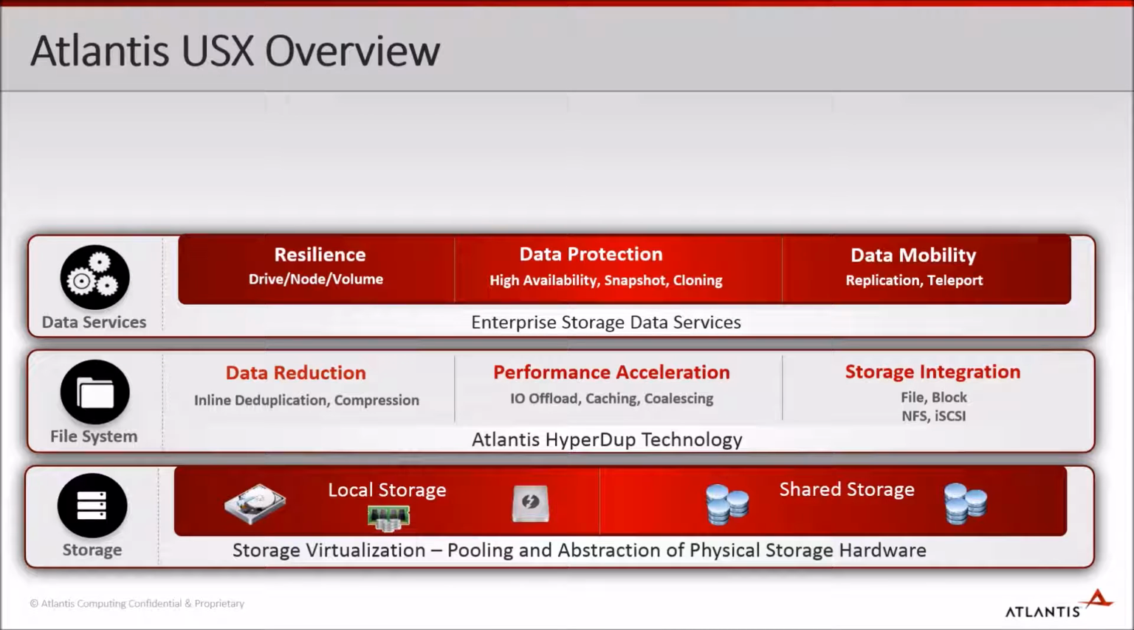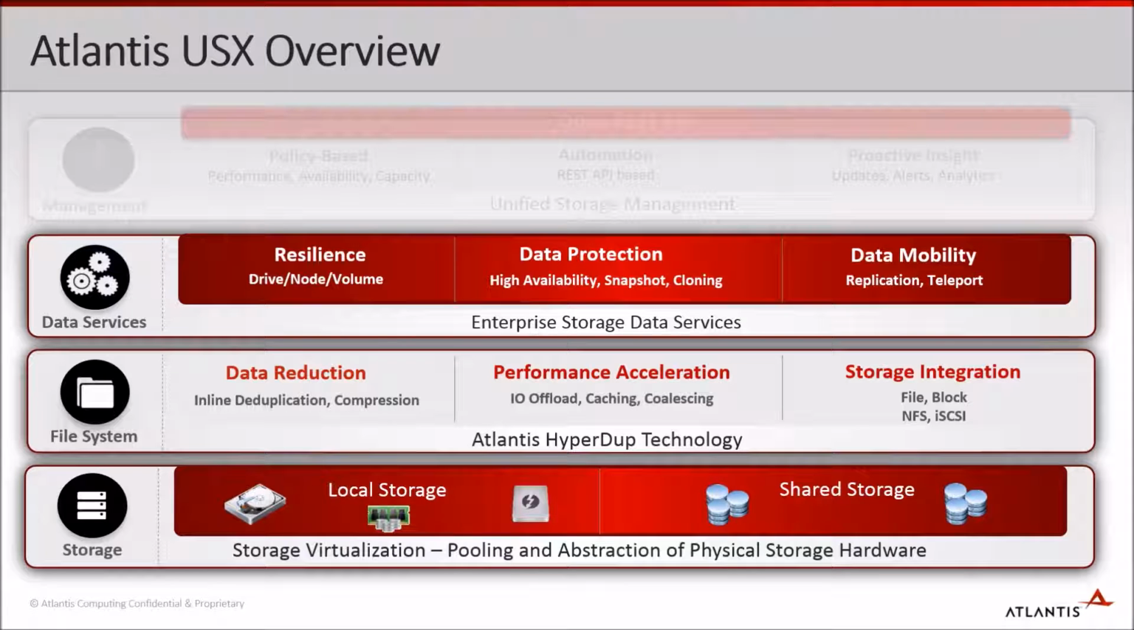On top of this Dedupe file system, we offer data services that are quite near and dear to every storage administrator. Things like resiliency. We have the capability to handle any kinds of failure, including drive, node, or volume level failure. All kinds of data protection. For example, with asynchronous replication that we offer now with 3.0, you can protect your primary environment at a different data center. We also brought snapshots with Atlantis USX 3.0 that I'll be talking about.